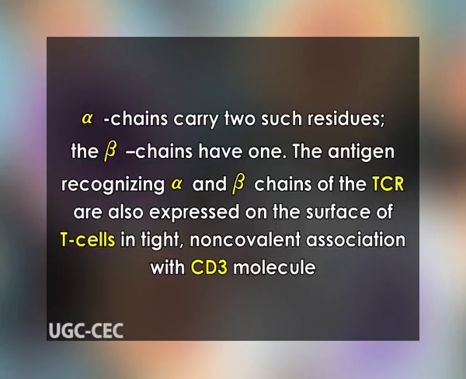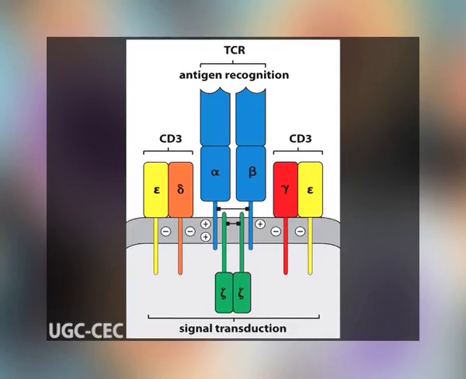The antigen recognizing alpha and beta chains of the TCR are also expressed on the surface of T cells in tight non-covalent association with the CD3 molecule. The combination of the alpha and beta chains of the TCR and CD3 is referred to as the T cell receptor complex, analogous to the B cell receptor complex.